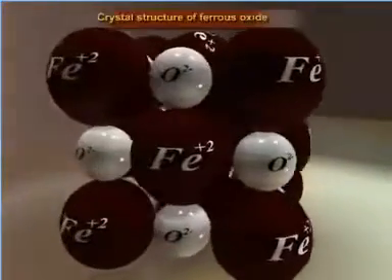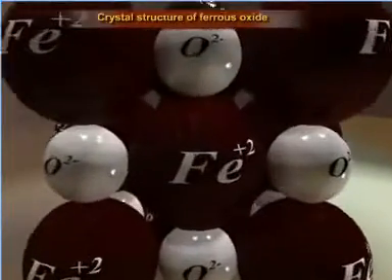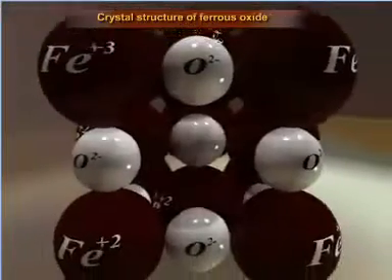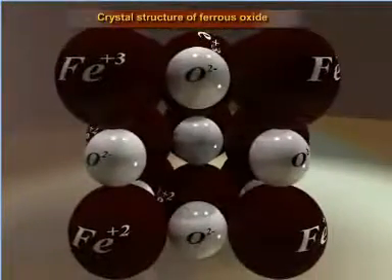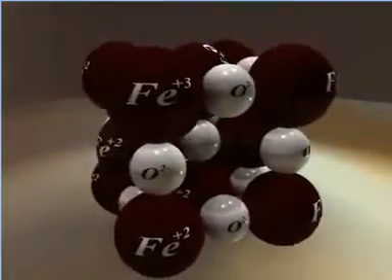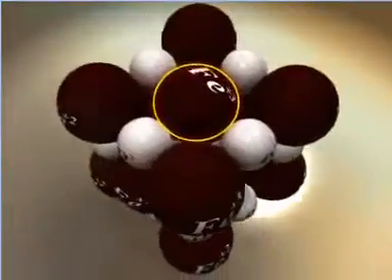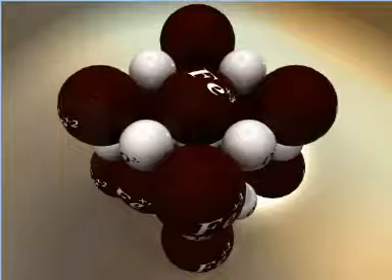For example, in the crystal of ferrous oxide, a few ferrous ions move out from the site, resulting in a non-stoichiometric defect. Some of the remaining ferrous ions acquire higher oxidation state and become ferric ions.